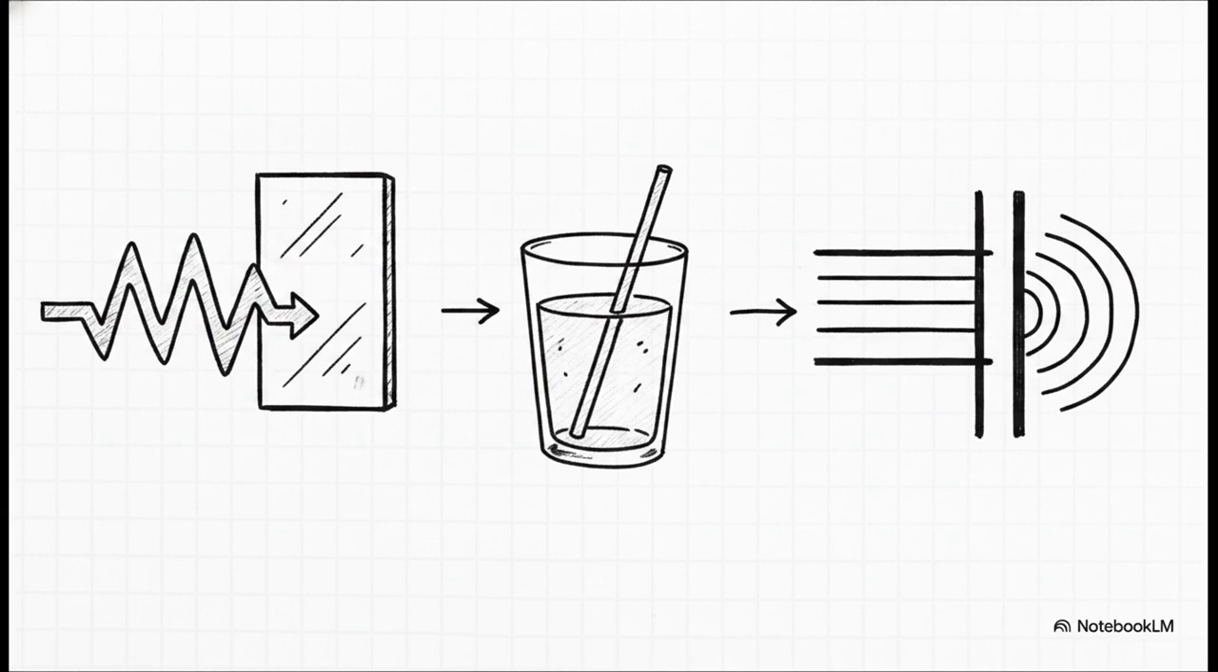This happens because a wave actually changes speed when it enters a new medium, kind of like how a straw looks bent in a glass of water. And finally, diffraction, which is spreading, like a water wave spreading out after it passes through a really narrow gap. Just remember the keywords: bouncing, bending, and spreading.